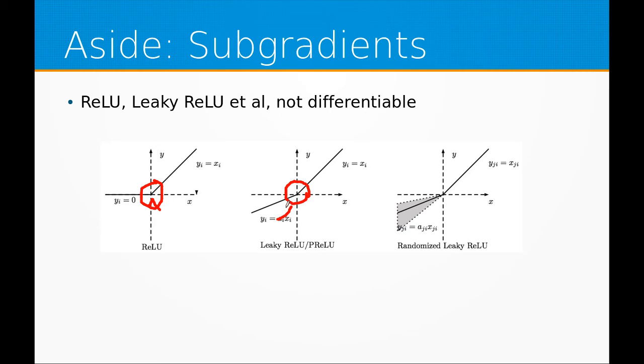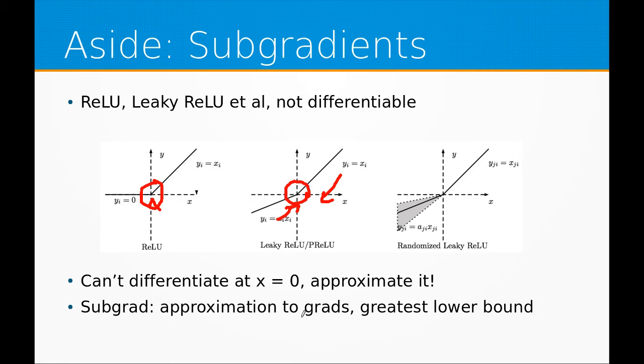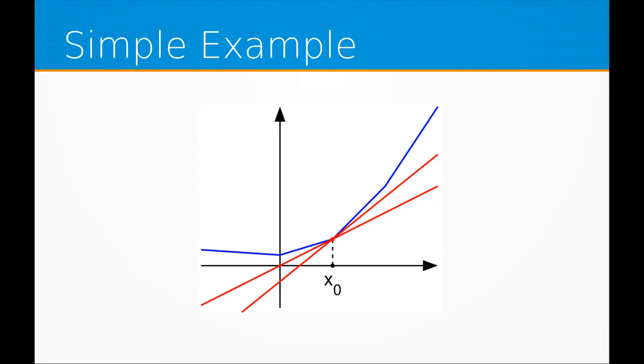So when you're approaching from the left, you'd say it was a_i times x_i, so the gradient from the left side is a_i, while coming from the right side you'll say the gradient is 1. So these two do not converge at x equals 0, and you say the gradient doesn't exist. So what we do instead is have an approximation. Like I said, we can't differentiate at x equals 0, so you approximate it, and the way that you do it is called a subgradient, which is basically an approximation to gradients, and it gives the greatest lower bound. So let me show you what that means.